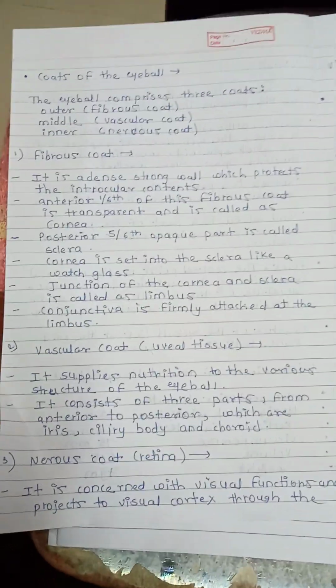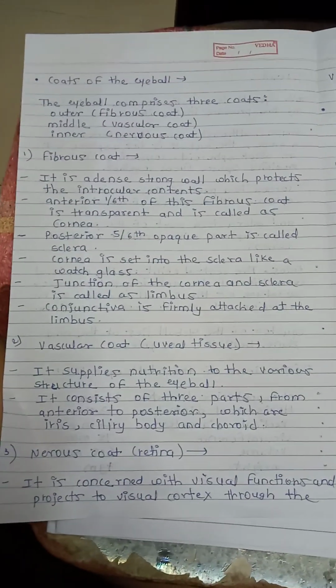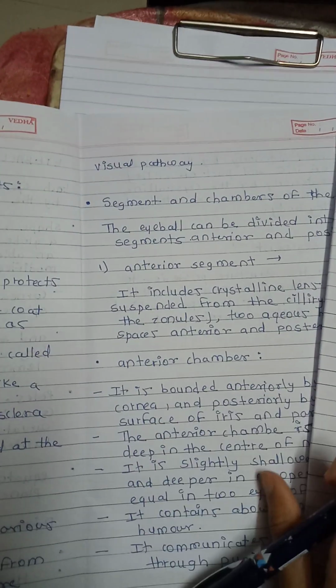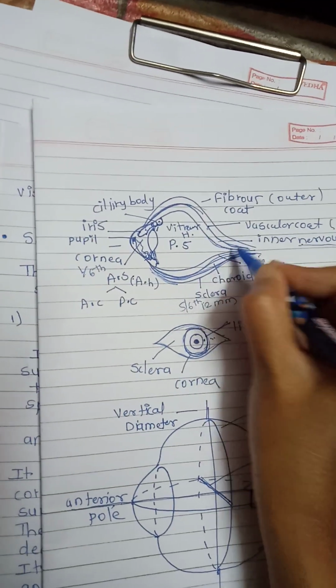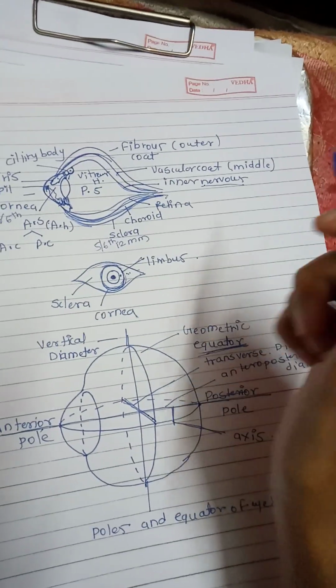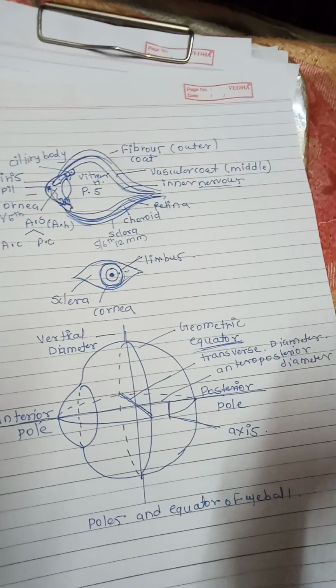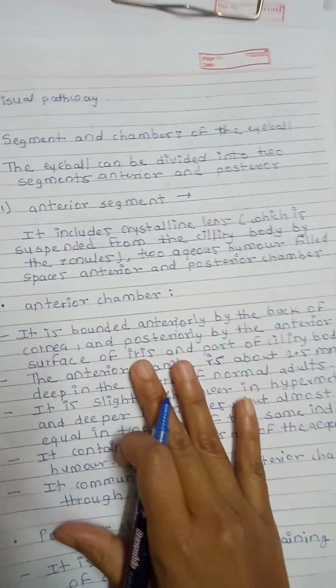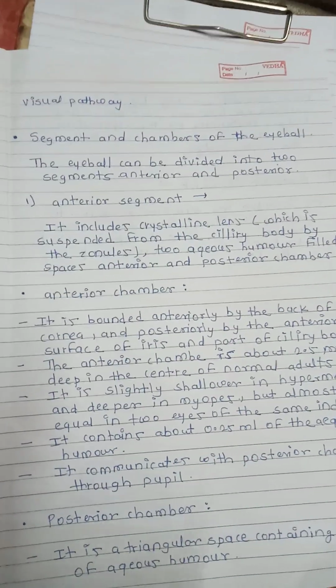Then third is the nervous coat. The nervous coat is concerned with visual functions, projecting to the visual cortex through the visual pathway. Okay, then the second one is the segments and chambers of the eyeball.